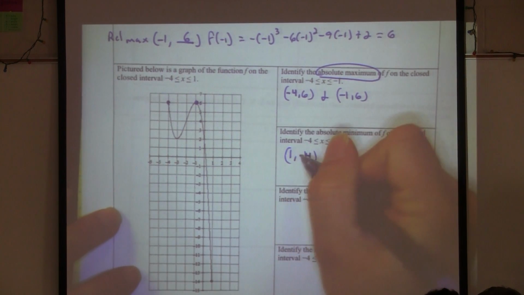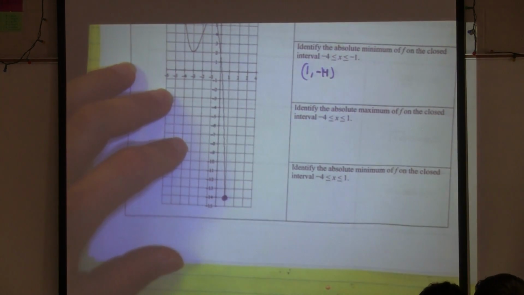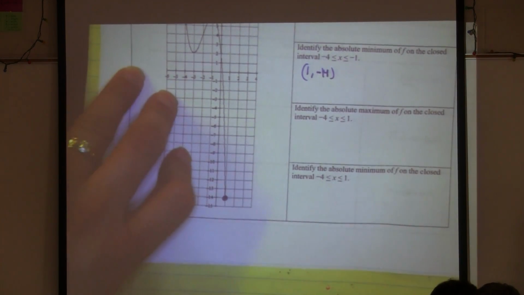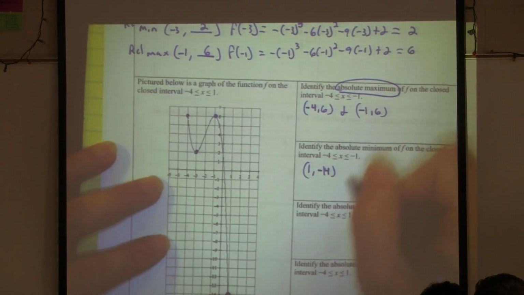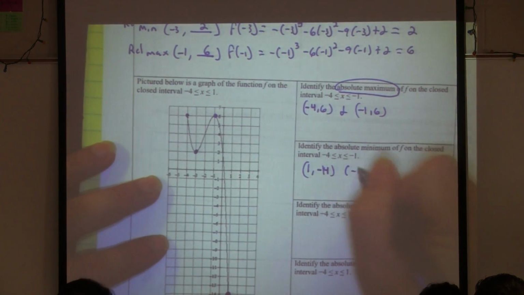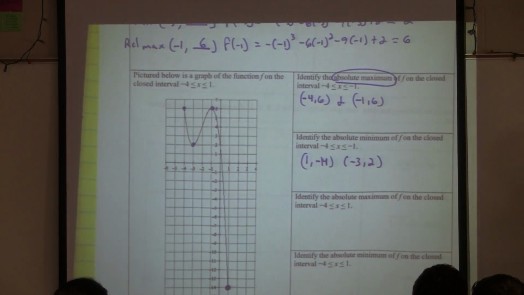Okay. This one way down here? Yeah, that's the lowest one, right, Papa? Isn't it negative? Wait. It's -3 too? You sure? That's a relative min. Oh, that's -1. I didn't even see that. He wrote it down. Why is it not 1 and -14?